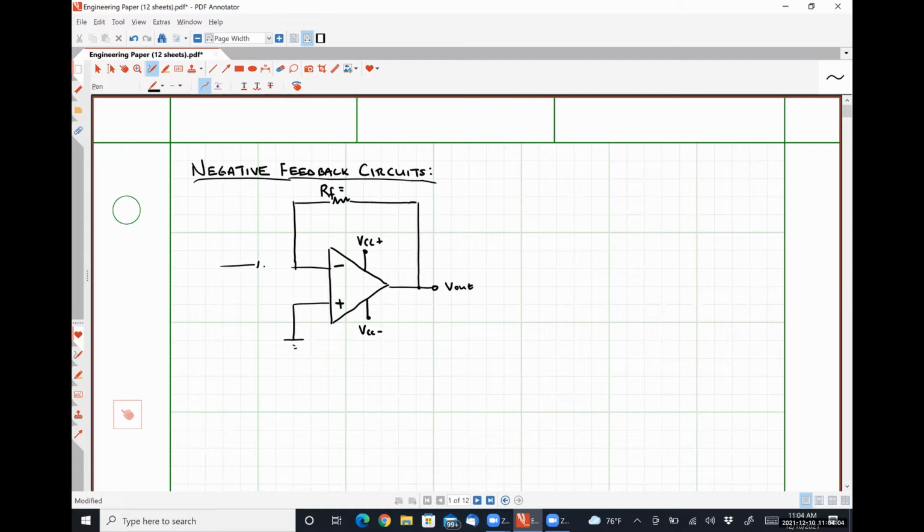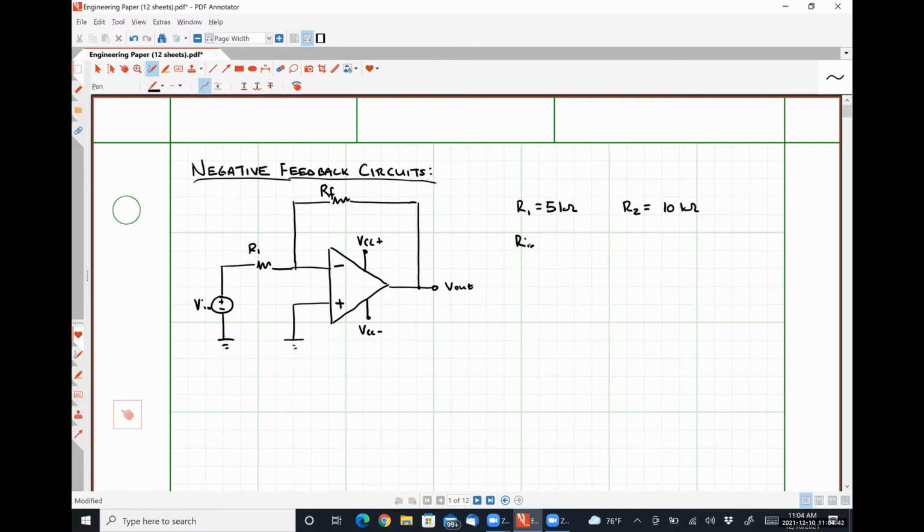I'm going to have some resistor here, which for lack of a better term, I'm going to call R1. And I'm going to apply some input voltage here, Vn. Let's say that R1 has a value of 5 kiloohms. R2 has a value of 10 kiloohms.